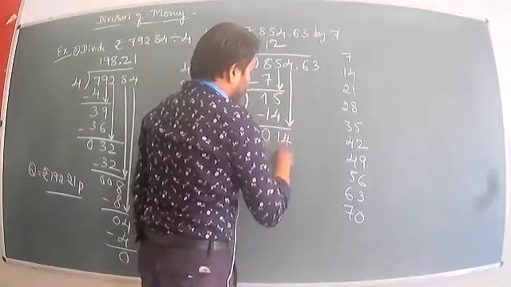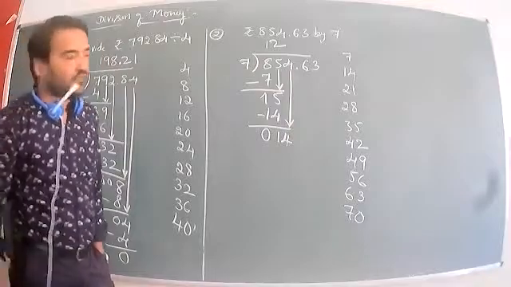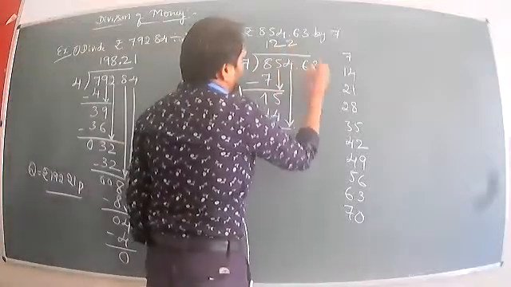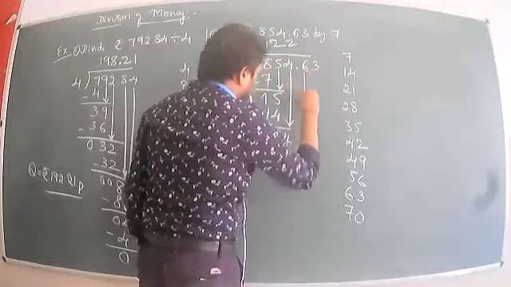Next 4 comes down. What is the number? 14. Is 14 in the 7 table? Yes, 7 2 the 14. Next 0, 0. Next 6.